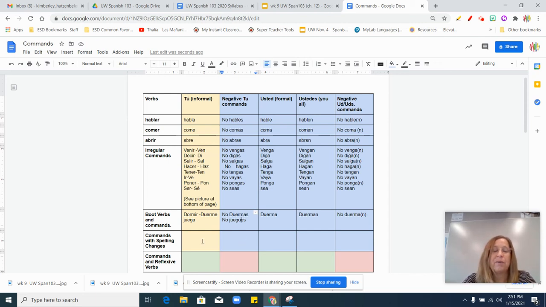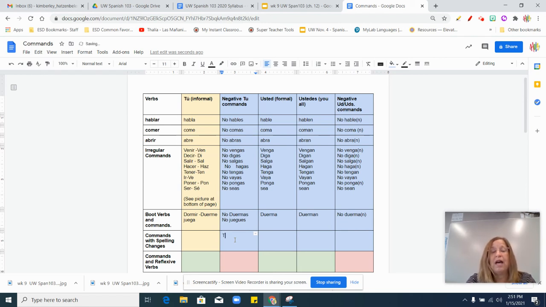All right, which actually brings us to the commands with spelling changes. So jugar has the spelling change. Actually, you don't have to worry about spelling changes in the tú informal. But once you get into the blue section, there's verbs that have spelling changes. For example, tocar. Tocar can mean to play or to touch, right?